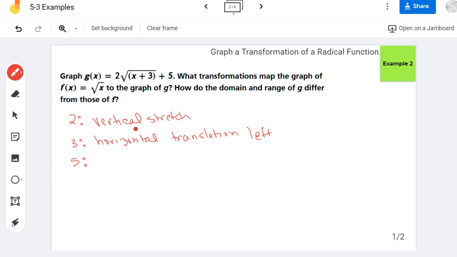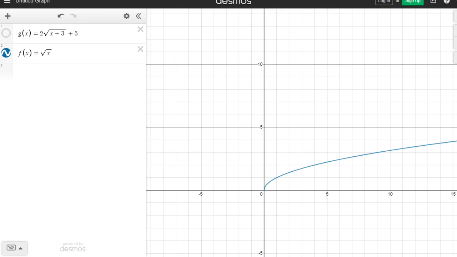Alright, now that 5 is outside the grouping symbol, so it's a vertical change. It's addition or subtraction, so it's a translation. And addition here takes you up. Alright, so those are the 3 transformations happening to our parent function. So now let's look at how they affect the domain and the range.